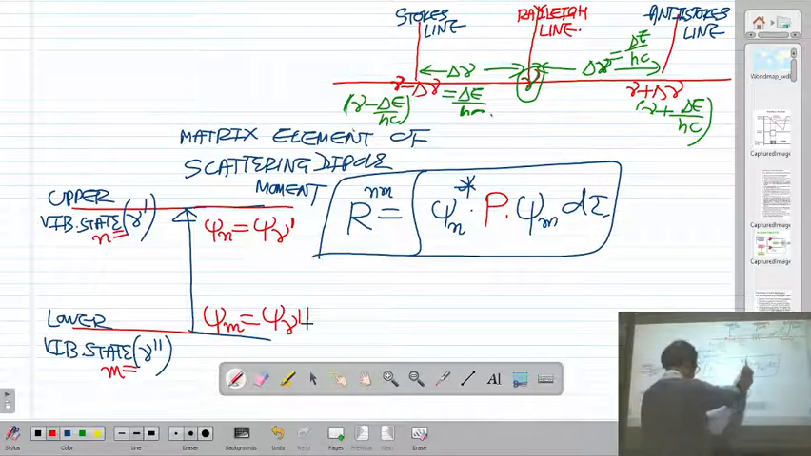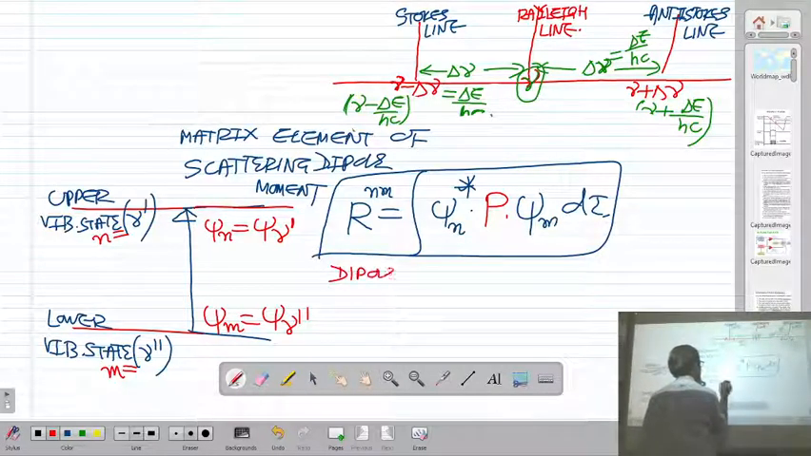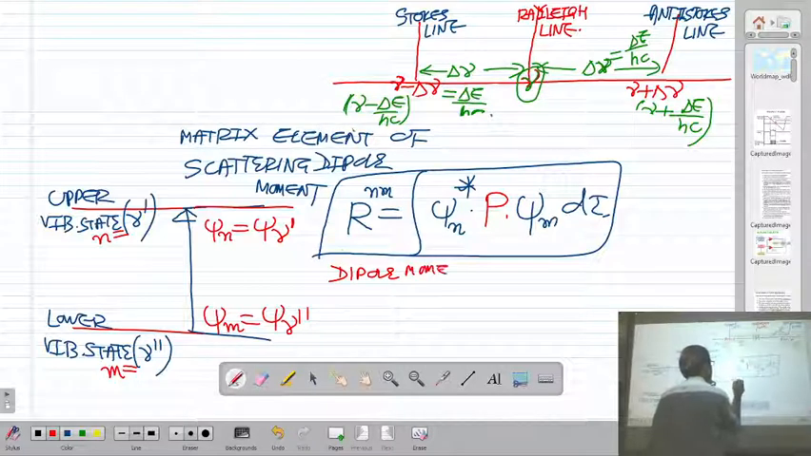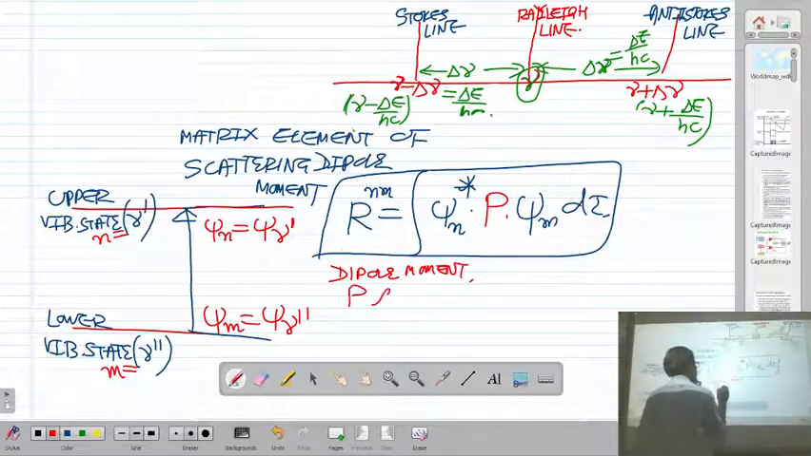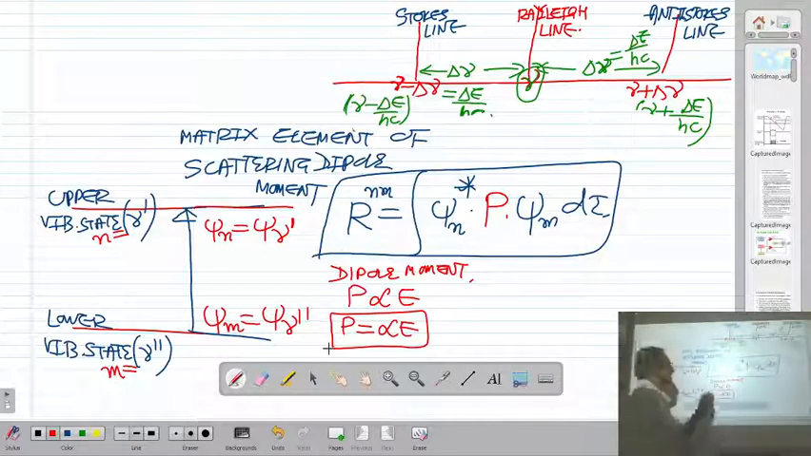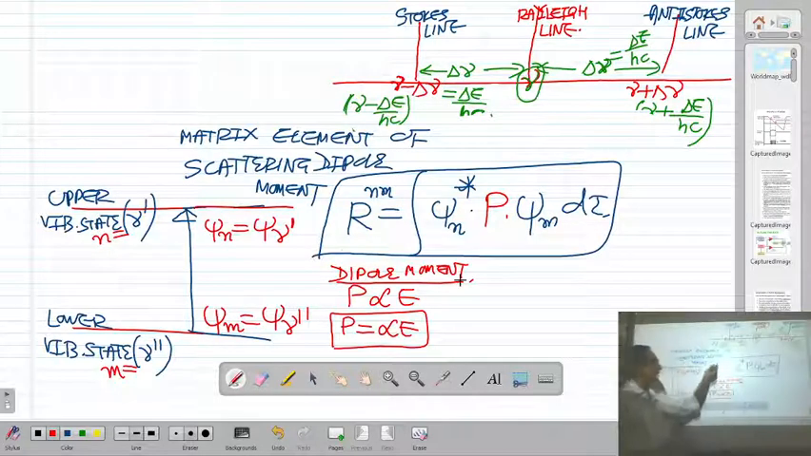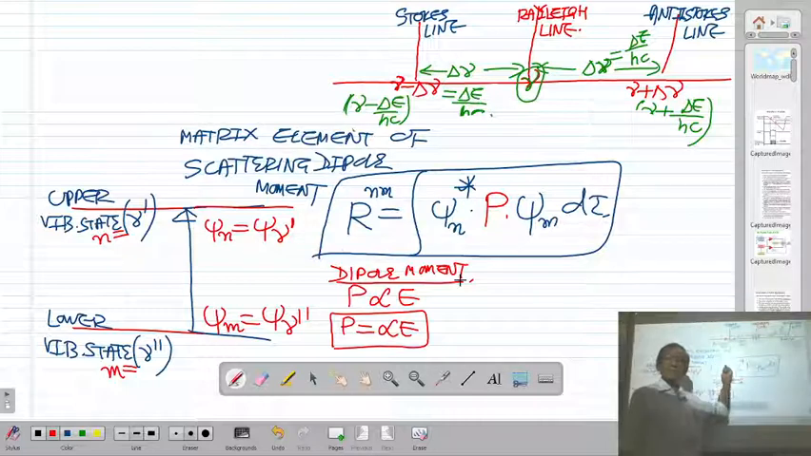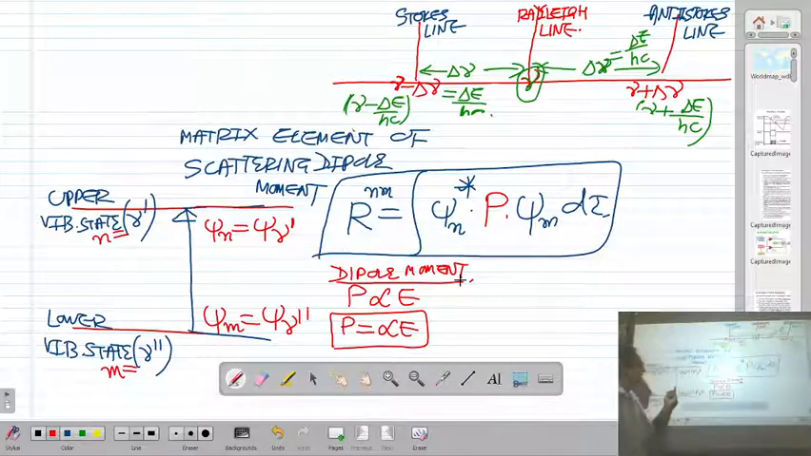Now what is this P here? P is the dipole moment. As you know, the dipole moment P is proportional to E, so P is equal to alpha E. And R, once again, is the matrix element of the scattering dipole moment between two states n and m of the molecule.